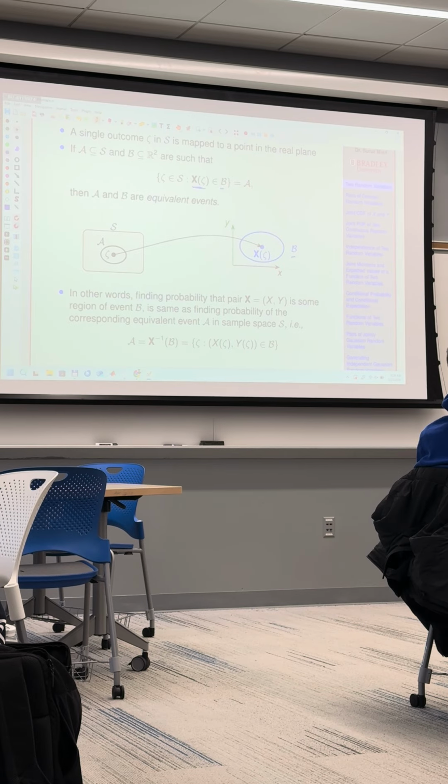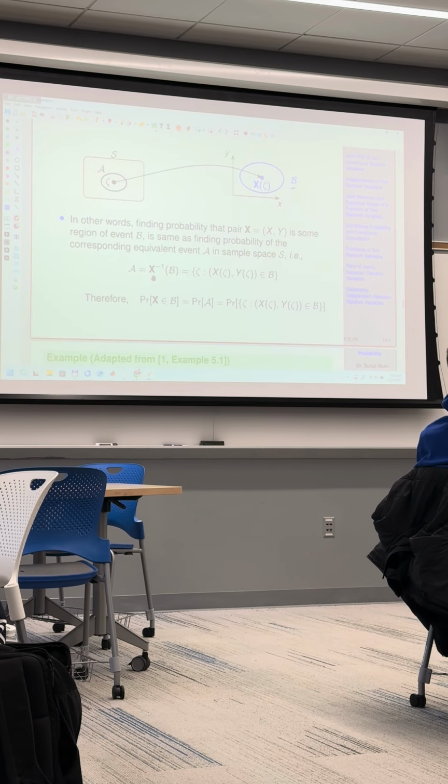Event B is in the random variable space, here the two-dimensional space, and event A is in the sample space. Event A and event B are equivalent through this relation, where event A can be determined from the inverse relationship, which means each point in B can be mapped back to the sample space. That way you can determine event A in the sample space from event B in two-dimensional space. So this is just the notation.